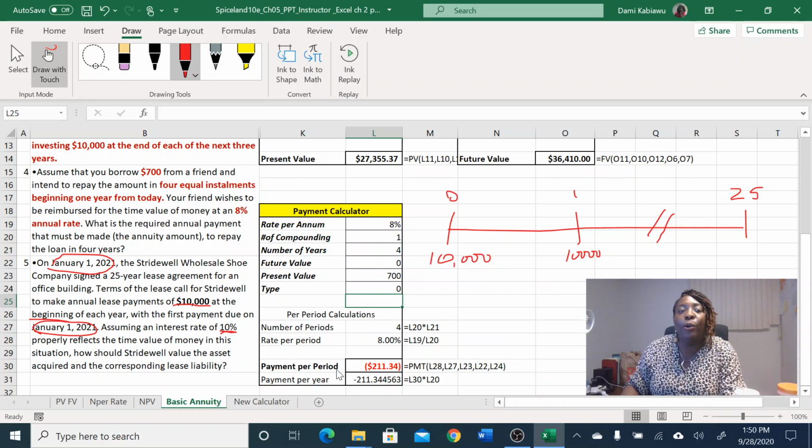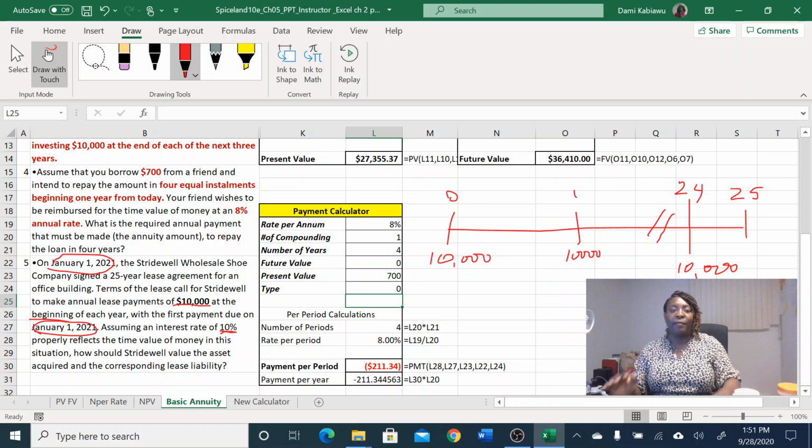So I will put something in for year 24. So year 24 is when we have the last cash flow payment and nothing happens in year 25. So first payment today and 24 more payments make 25. How do we put this into a calculator and make this work?